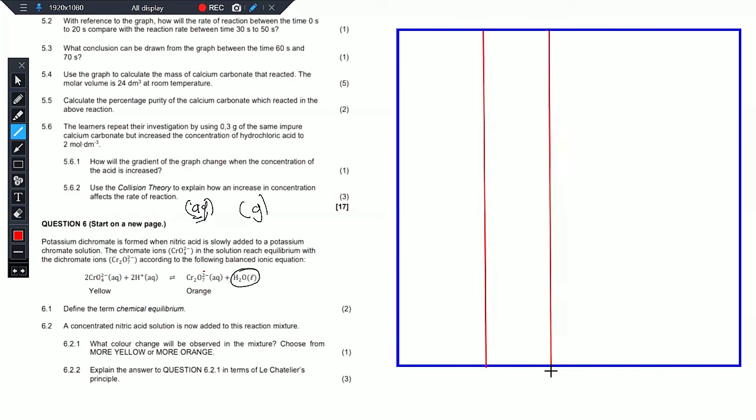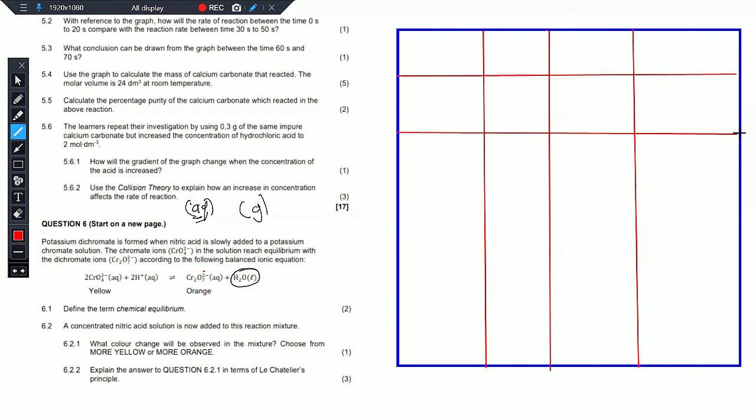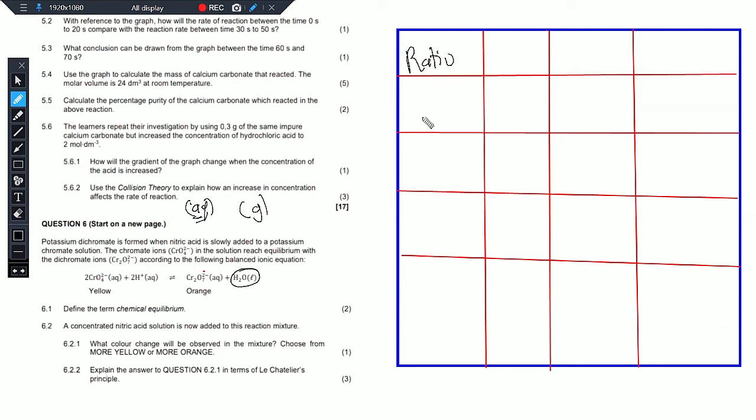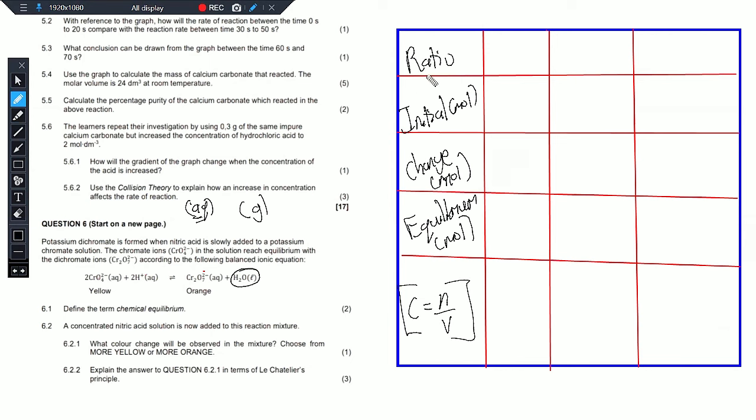So let's break this into three compartments. Then that will be our ratio, our initial number of moles, our change in the number of moles, and our equilibrium number of moles. And then C is equal to N over V, which will be representing our concentration.